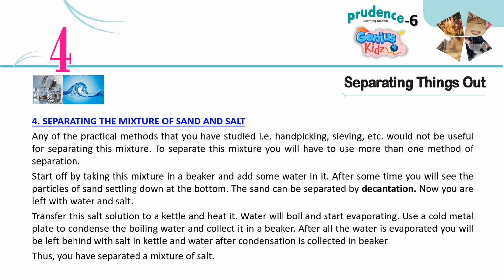Now you are left with water and salt. Transfer this salt solution to a kettle and heat it. Water will boil and start evaporating. Use a cold metal plate to condense the boiling water and collect it in a beaker. After all the water is evaporated, you will be left with salt in the kettle and water after condensation collected in the beaker. Thus, you have separated a mixture of salt and sand.